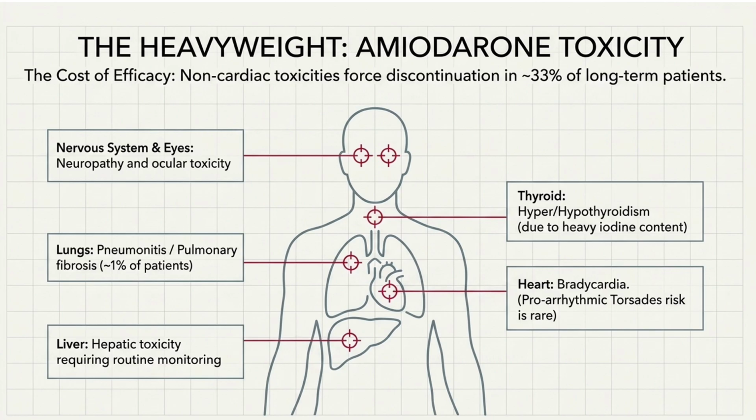Here is the heavyweight: amiodarone, and its toxicity. Amiodarone can be toxic to the nervous system and eyes, lungs, liver, thyroid, and heart.